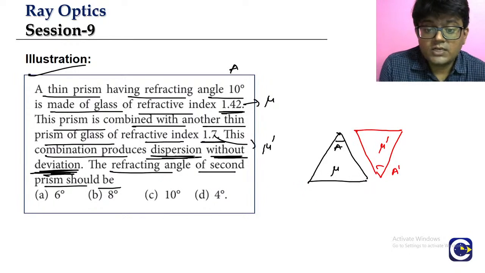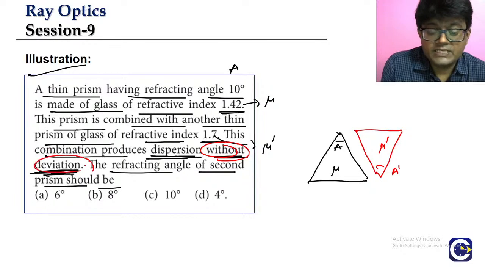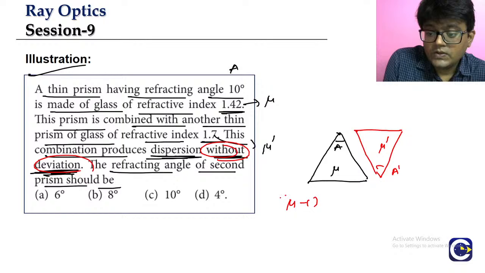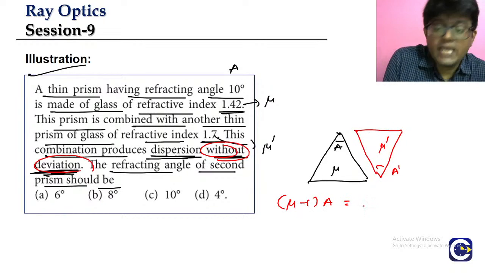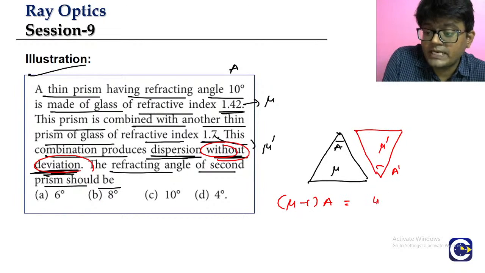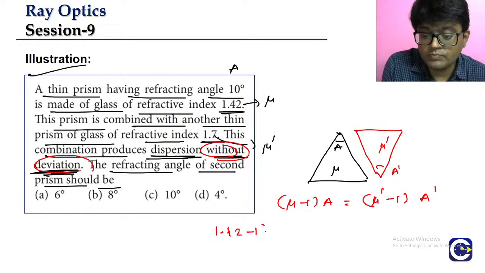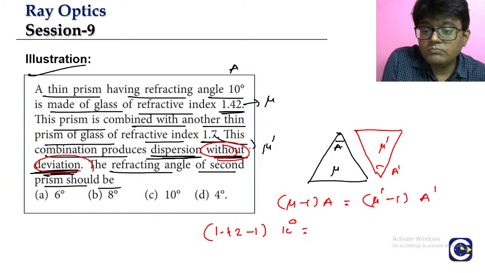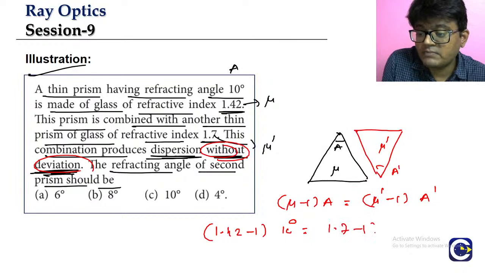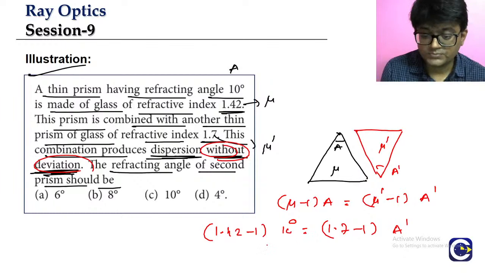They're asking us without deviation, means mean deviation here. What is it? Mu minus 1 into A should be equal to the mean deviation there numerically, mu dash minus 1 into A dash. For the first one, what is the mu? 1.42, right? So 1.42 minus 1 into A, which is 10, should be equal to mu dash, 1.7 minus 1, into A dash.